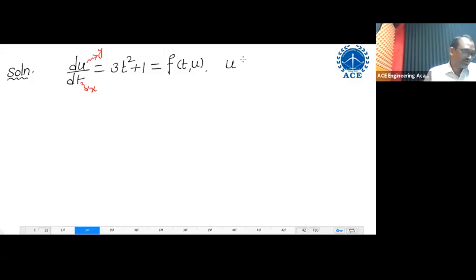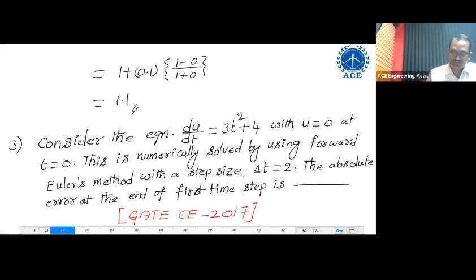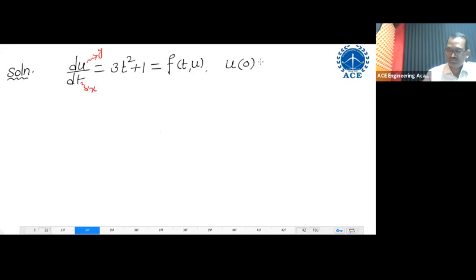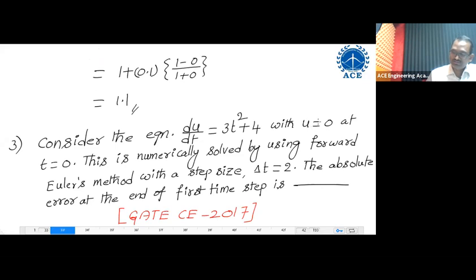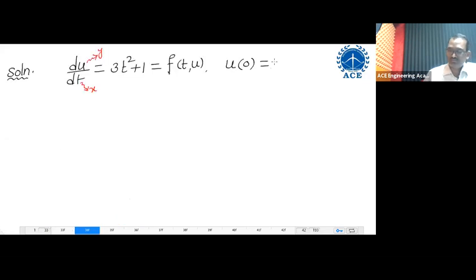Y of x naught, where x naught means t naught, and t naught means 0. Y of x naught is equal to y naught. Y naught means u naught, and u naught means 0. So this is the y value at x naught, where x naught means t naught, and y naught means u naught.